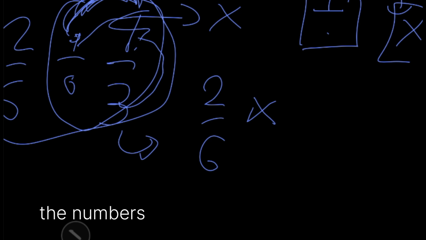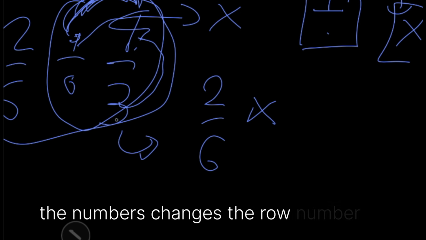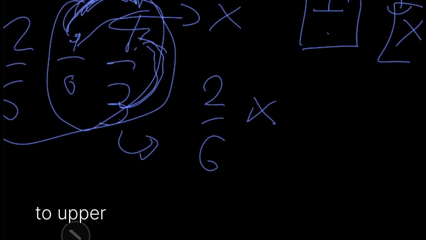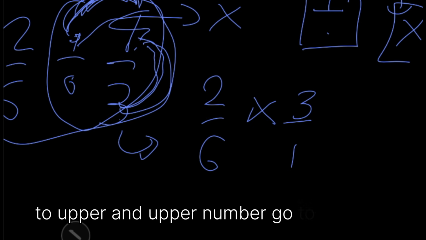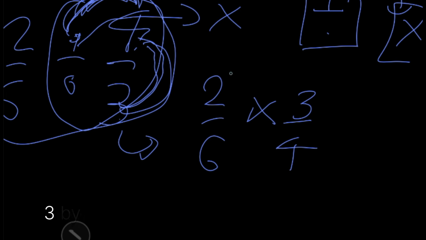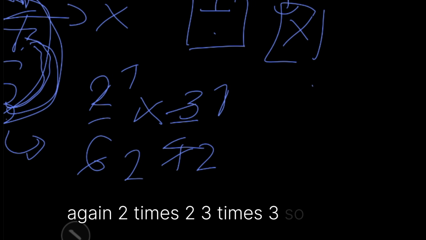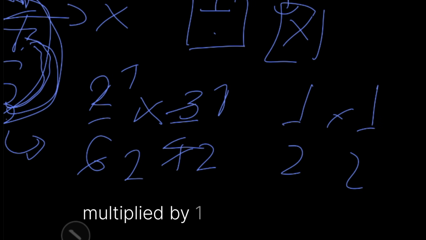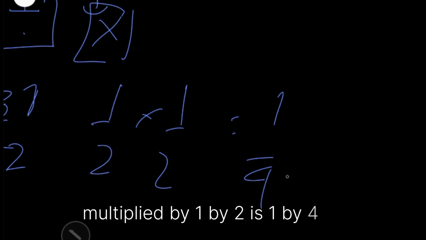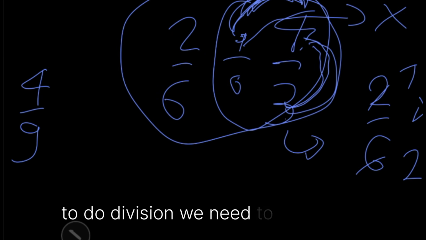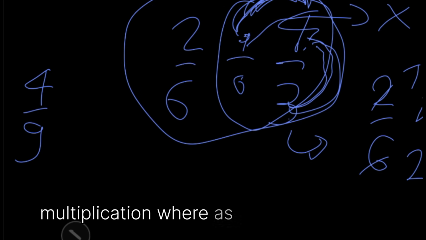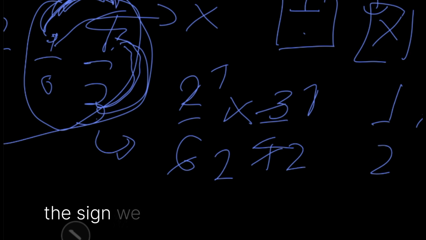The numbers change. The lower number goes to upper and the upper number goes to lower. So 3 by 4. Now we can do this multiplication again. 2 ones are 2, 3 ones are 3. So 1 by 2 multiplied by 1 by 2 is 1 by 4. So to do division, we need to turn it into multiplication, where as we have changed the sign, we need to change the position of the second number, and we will get the answer accordingly.